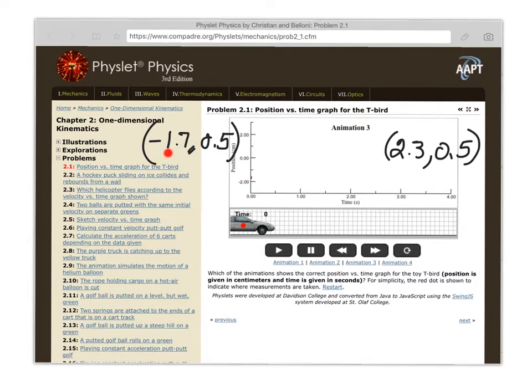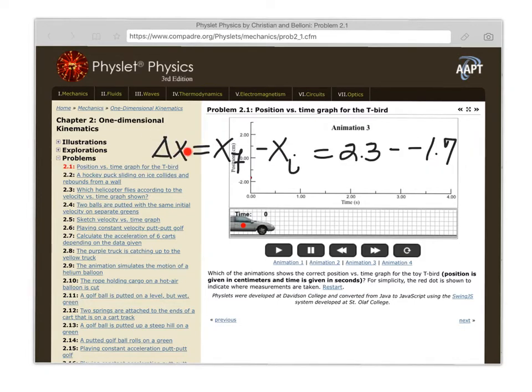At the start position, this is x initial, I should have marked it. x initial is the negative 1.7. This is the x initial and the y initial. This is the x final and the y final. It doesn't change the y position. That's what we would expect. The final x position is 2.3. Let me write it out. So if you write it out, it looks like that.